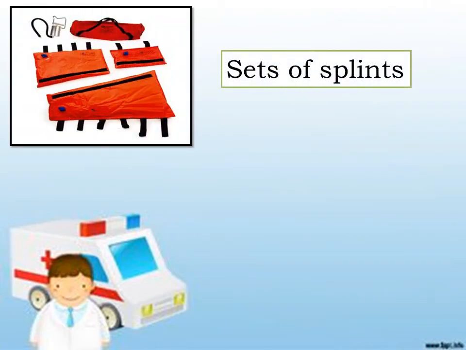Next, we have the sets of splints. So what is the use of sets of splints? For instance, a splint can be used for certain fractures, soft tissue sprains, tendon injuries, or injuries awaiting orthopedic treatment. A splint may be static, not allowing motion, or dynamic, allowing controlled motion. Splints can also be used to relieve pain in damaged joints.